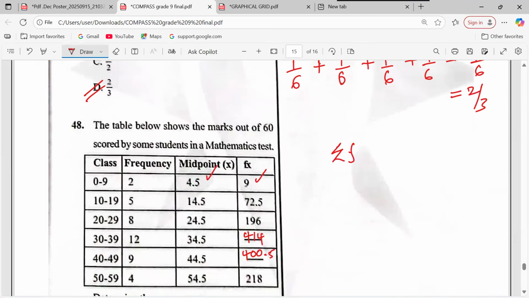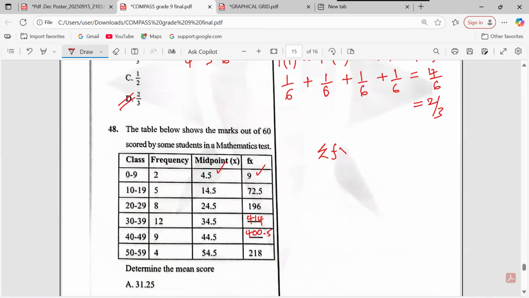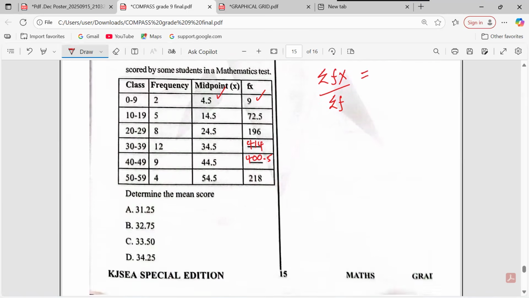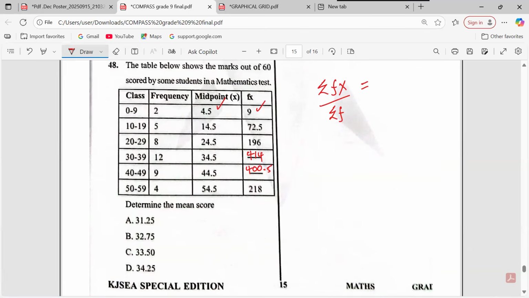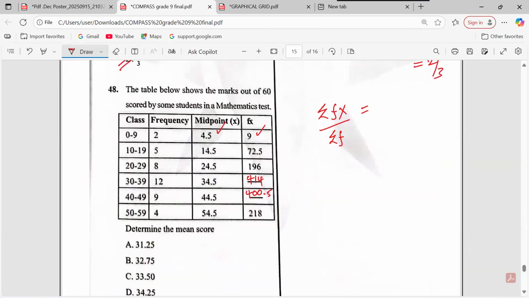Summation of f of x out of summation of f. So we now add up all the values of f of x. We are talking about 9 plus 72.5 plus 196 plus 414 plus 400.5 plus 218. That gives us exactly 1310.